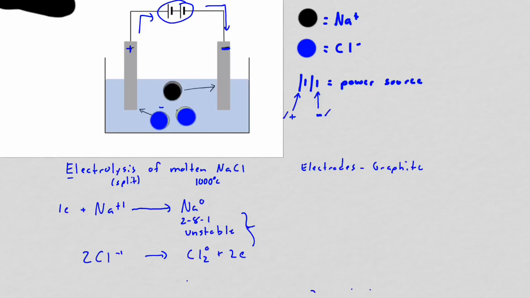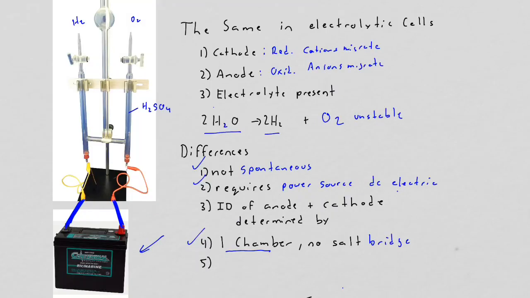Okay, so let's go back to the previous page. So you can ID the anode and cathode by charge. The cathode will always be the thing that is negative because it will attract the positive cations, and the anode will always be the thing that's positive. It will attract the anions, which will then get oxidized there.